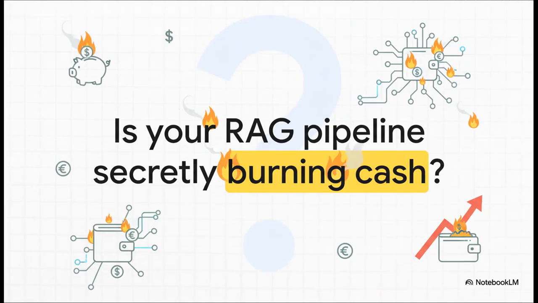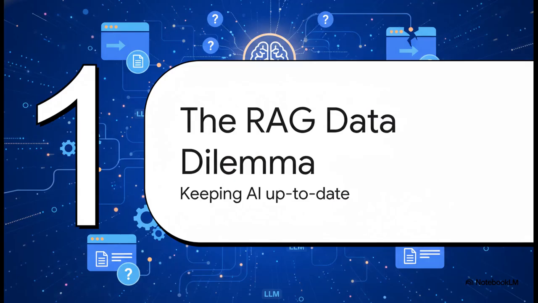But before we do, I have a question for all you developers and builders out there. You've spent all this time creating an amazing RAG pipeline, but have you actually looked at the receipts? Could it be secretly, silently burning a hole in your budget? Believe me, it's a super common fear, and honestly, it's for a very, very good reason. And this all comes down to what's called the RAG data dilemma.